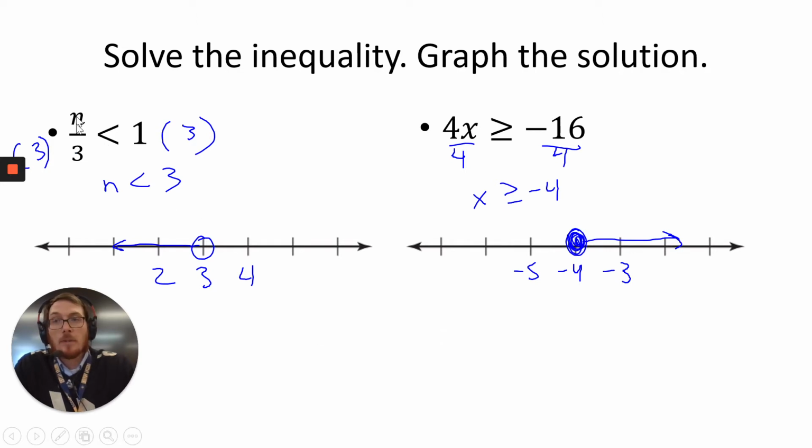If you see n over 3, that's divide by 3. The opposite of division is multiplication. So you multiply both sides by 3, you get n is less than 3. Remember, you want 3 numbers on your number line at least. Open circle going to the left.